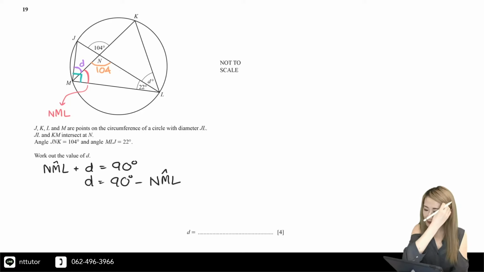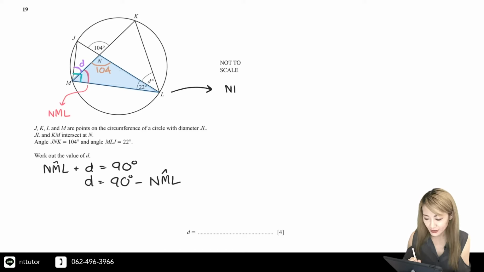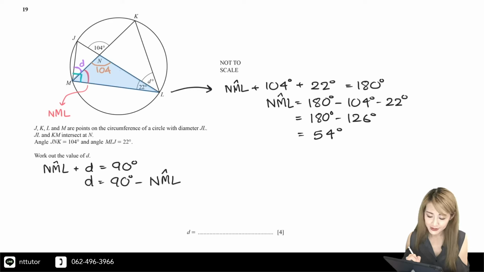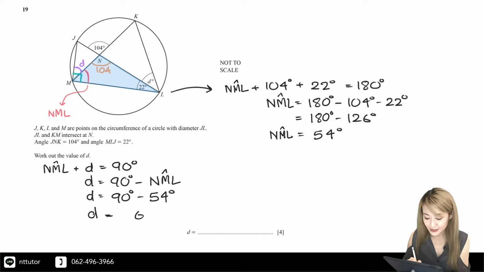If you look at the diagram, look at the triangle MNL. The angles inside a triangle will always add up to 180 degrees. So that means that angle NML plus 104 plus 22 will equal 180. So we can solve for NML, and NML will equal 54 degrees. So if NML equals 54 degrees, then D will equal 90 minus 54. So D will equal 36 degrees.